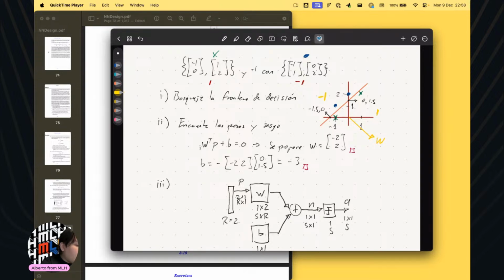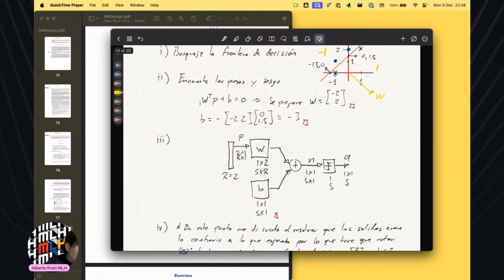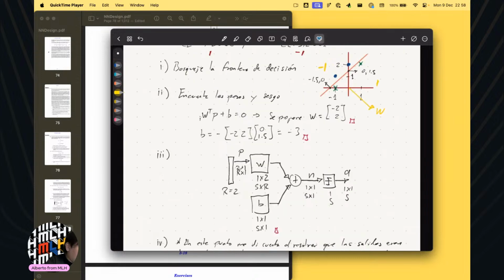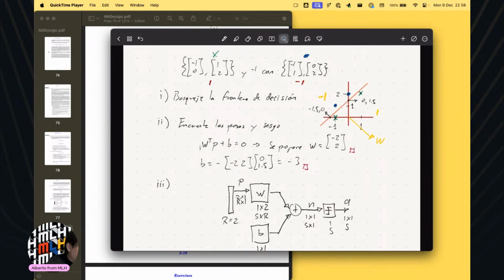So we propose a weight vector that is this one, 1, 2, and 2 in -2. Actually, this one's not correct. This one should be like this. Yeah, 2 and -2, right? So this is pointing in this direction. Nice.